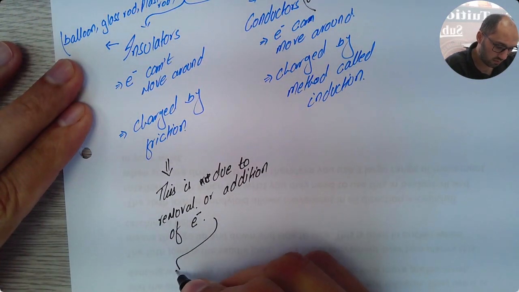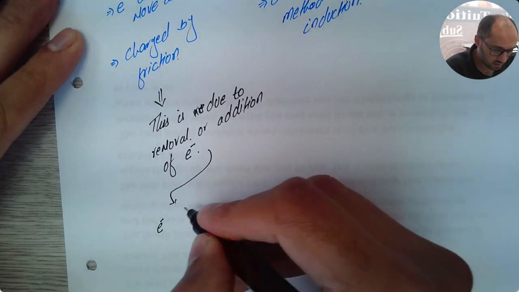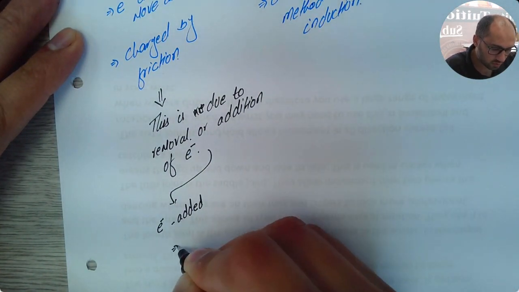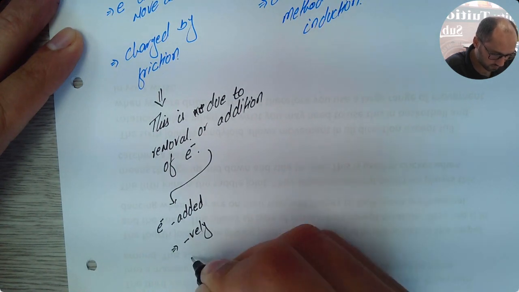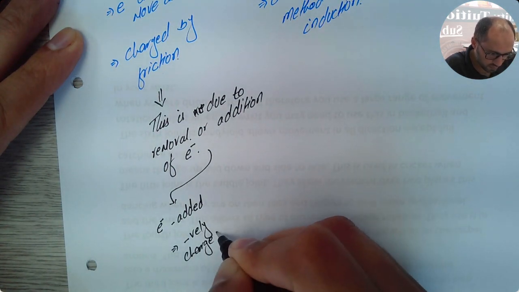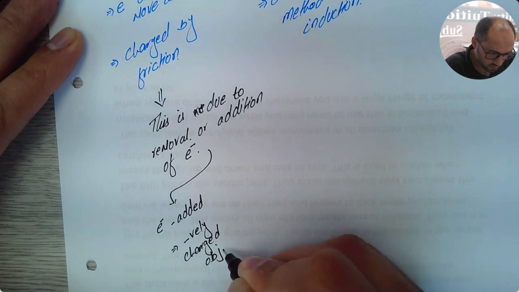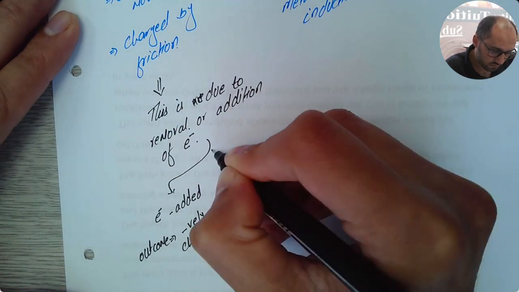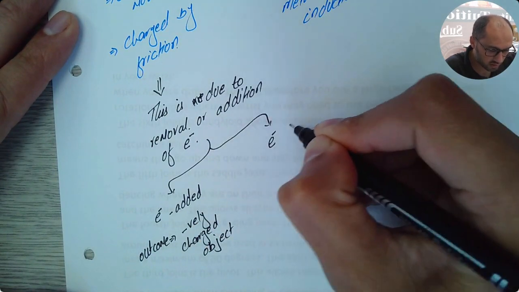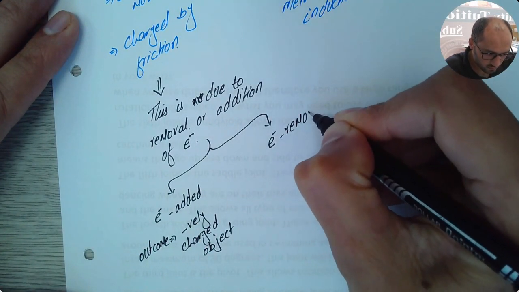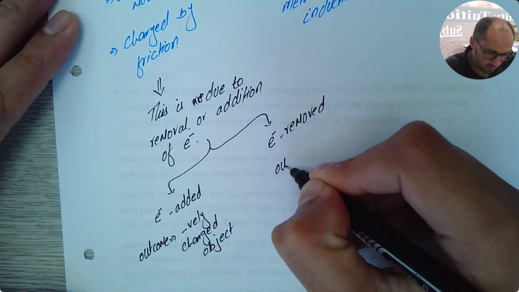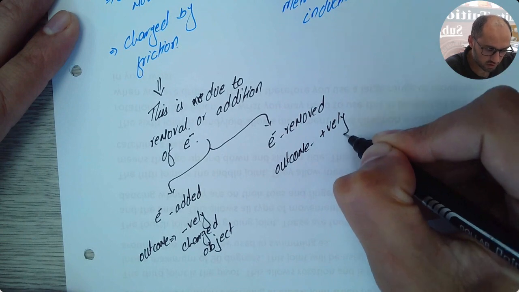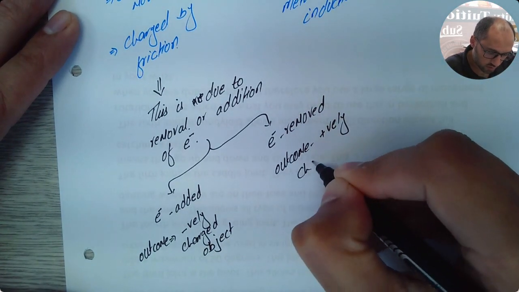We can say if electron is added, then the object will become negatively charged. This will be our outcome. If electron is removed, then our outcome will be positively charged object.